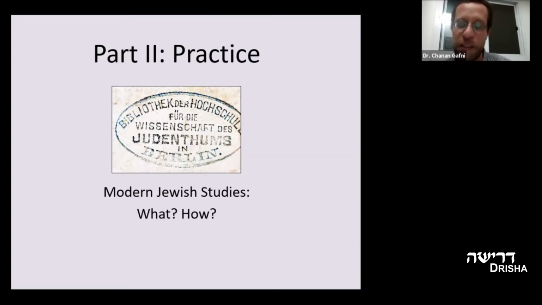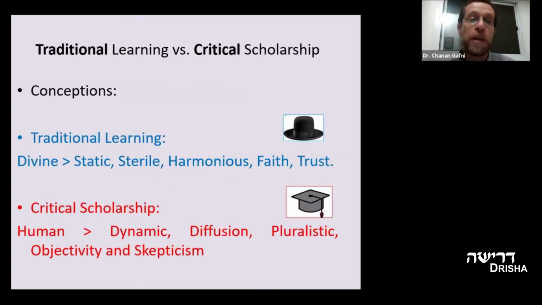How are we going to divide the second part of our series? If you recall, one of the things we emphasized in the first part, when we talked about the differences between traditional learning and critical scholarship, is that there are different conceptions that distinguish these two views. We spoke about four important elements that I think are very crucial here.